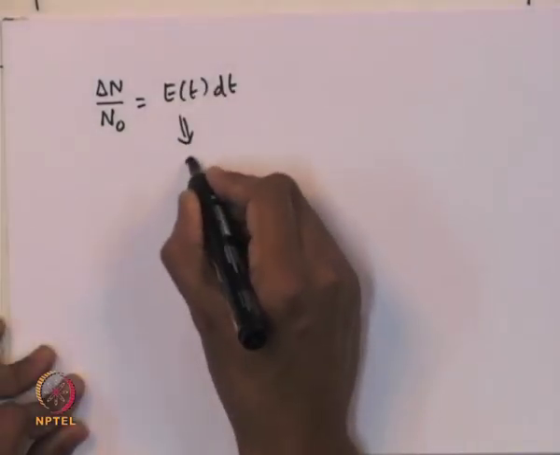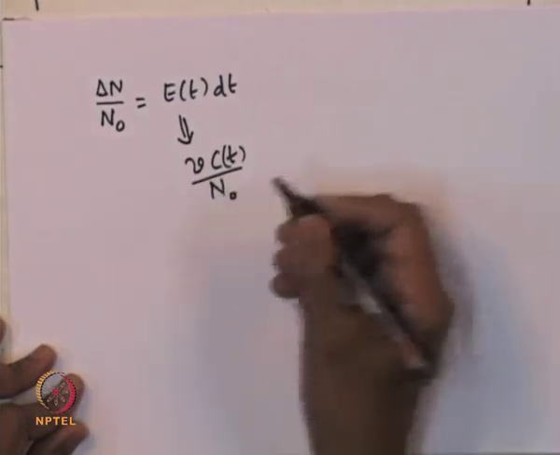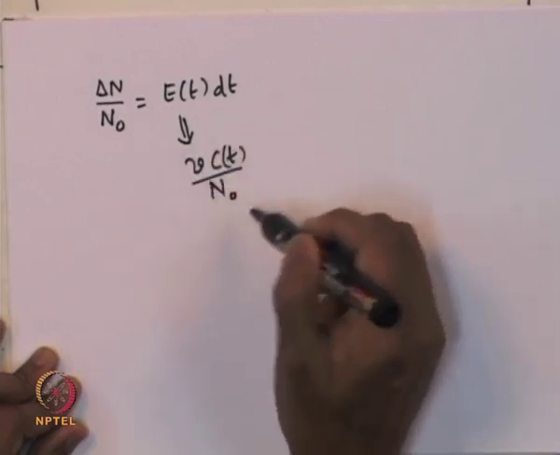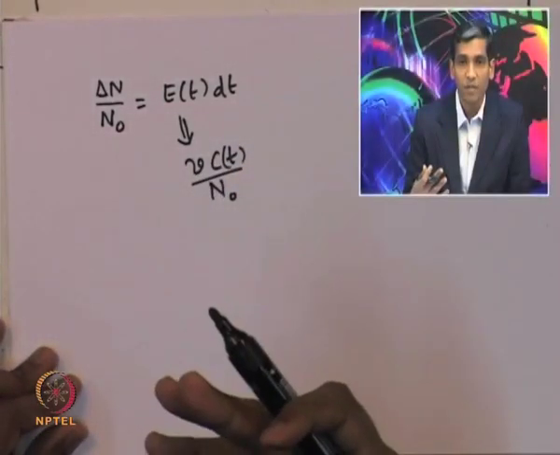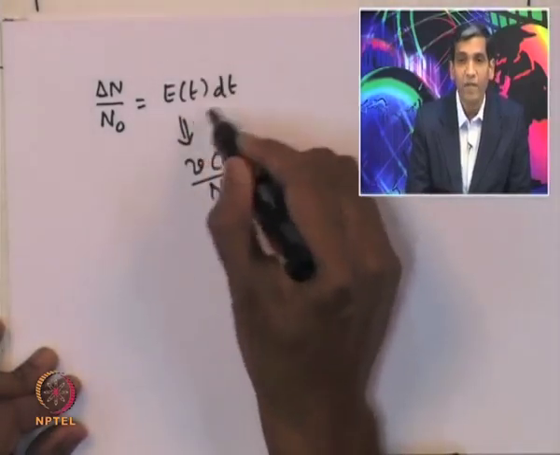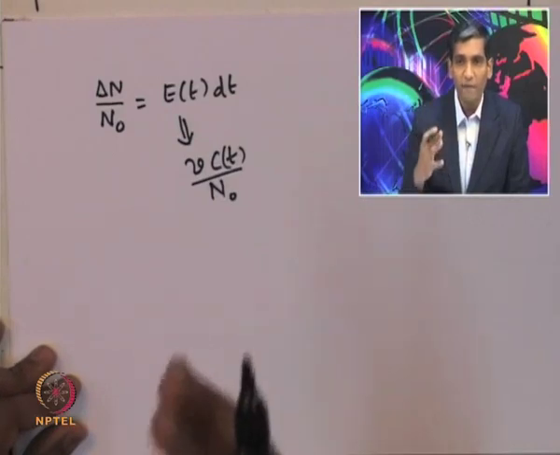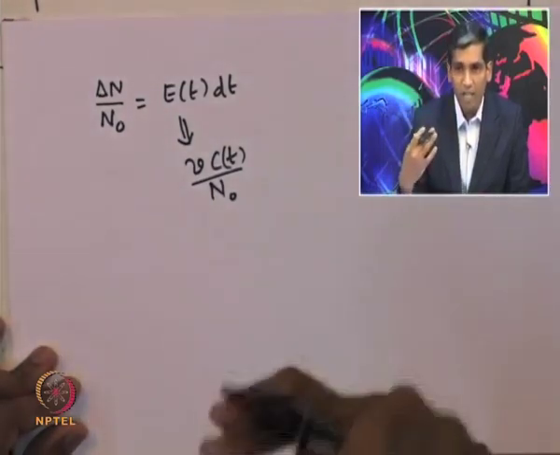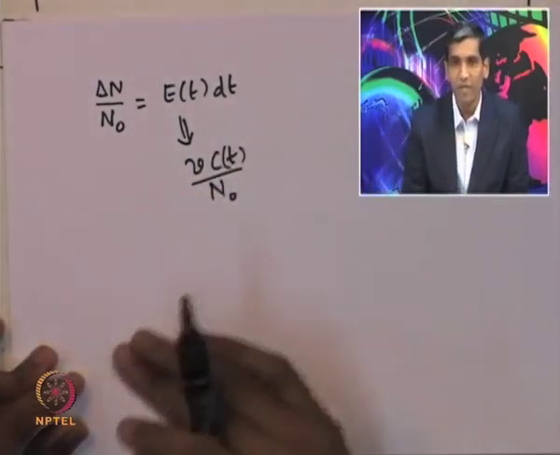E of t is the RTD function, which is V into C of t divided by N naught. What it represents is how much time different fluid elements have actually spent in the reactor. So, this quantity E of t, the residence time distribution function, quantifies how much time different fluid elements have resided inside the reactor before they leave the reactor.